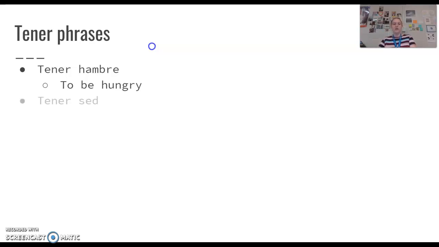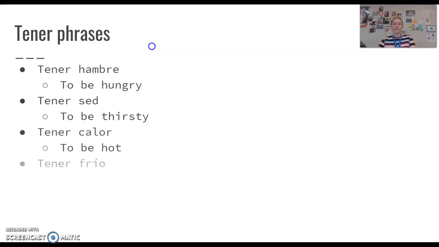Okay. Tener sed, to be thirsty. It's literally to have thirst. Hambre and sed are both feminine. So if you're really hungry, it's tener mucha hambre and tener mucha sed. So those are both feminine nouns. Tener calor, to be hot. Tener frío, to be cold. Those are both masculine nouns, calor and frío. So tengo mucho calor, tengo mucho frío.